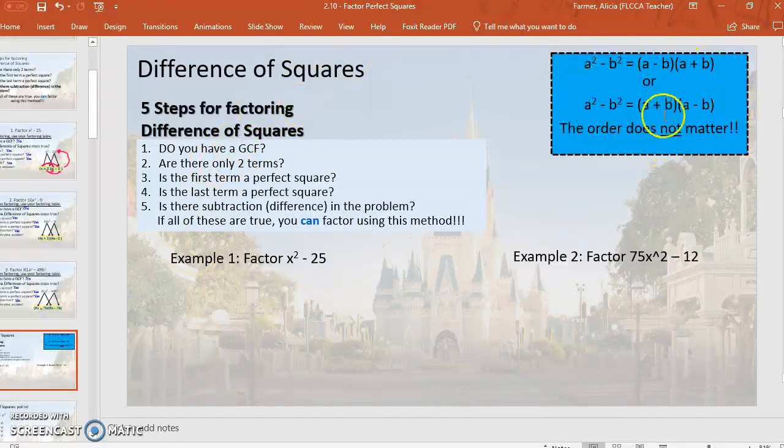This box up here is to remind you that once you break it down into two parentheses, I don't care which one gets the subtraction sign. It doesn't matter. The first one can get it or the second one.